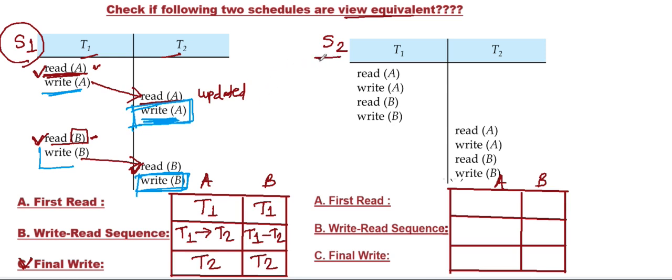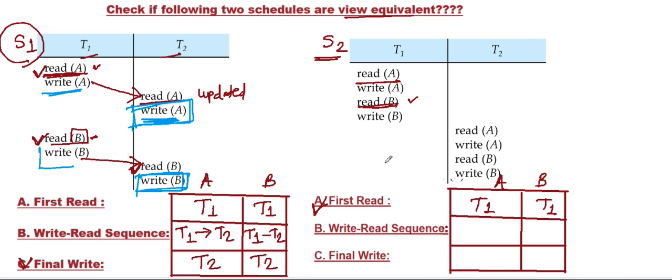Now check if this sequence is the same for schedule S2. Come to this right side schedule S2. We have to check the first read. Who has made the first read on variable A? T1, right here. Then on variable B, again the first read is done by T1 here. So T1 is reading the fresh value of variable B.